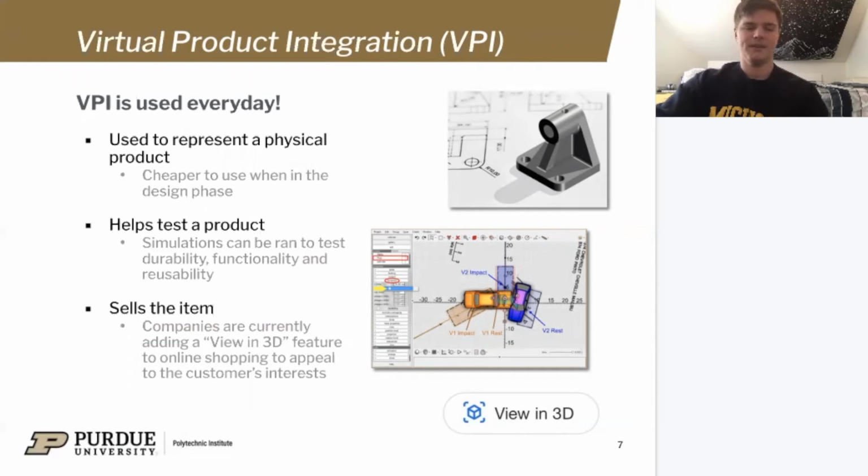And lastly, what I've seen more and more used today is the way VPI is being used to sell a product. Companies are currently adding a view in 3D button to online shopping to appeal to more customers' interests. Chances are next time you are online shopping, you will see that button when viewing a product. VPI encompasses a lot, but it is easy to understand once you recognize its importance.